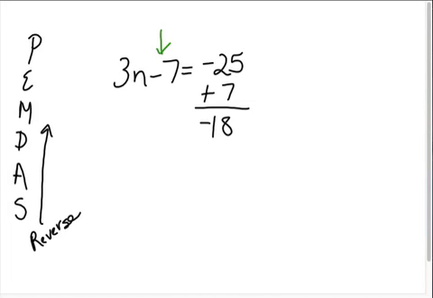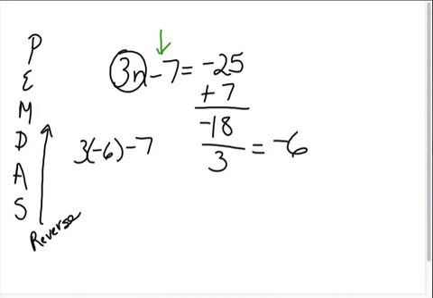Now, we are left with this 3n. The opposite of 3 times n would be division. So we would divide by 3, and our answer would be negative 6. When you get that, sub it back in. 3 times negative 6 minus 7. We're going to get negative 18 minus 7 equals negative 25, and it checks.